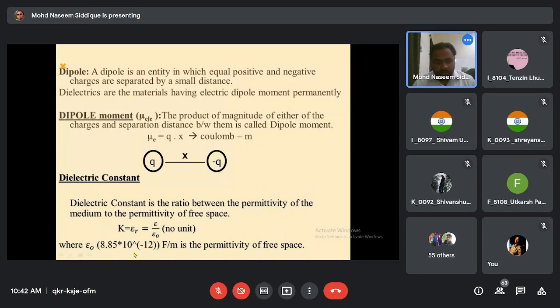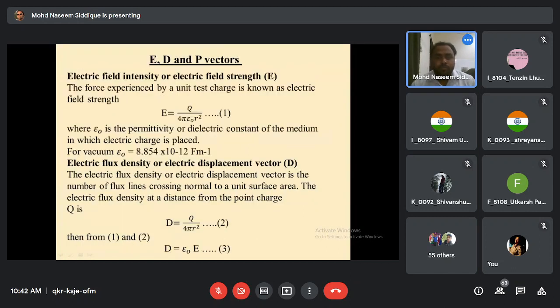So what is the electrical permittivity of free space? In free space, what is the value? 8.85 × 10^-12 farad per meter. Now, to discuss the dielectric material, you should know more about the three main parameters. The three main parameters are the vectors E, D, and P. You studied E earlier, and what is D? E is the electric field intensity, D is the electric displacement vector, and P is the polarization, which will be discussed in the next slide.